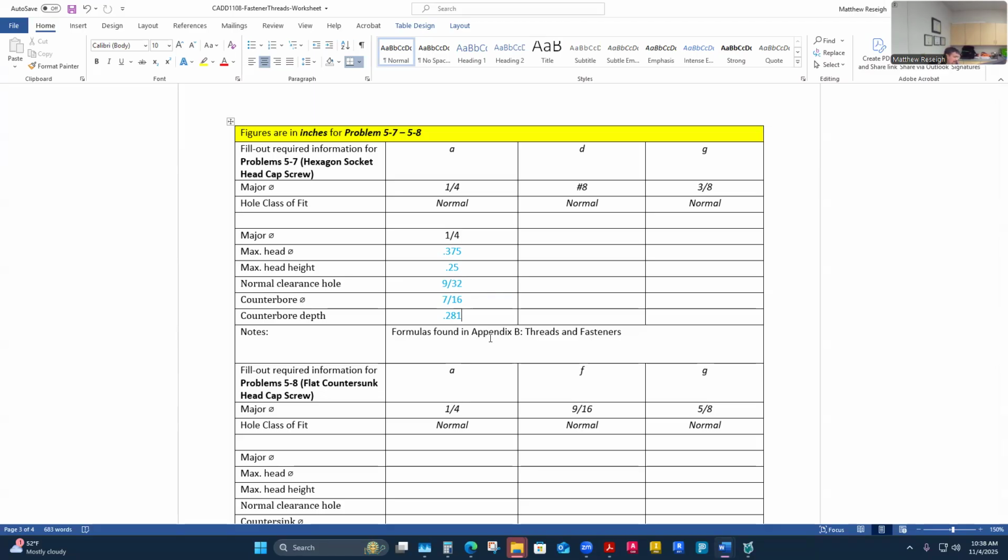Because you would never want your head to be just slightly above the surface. You'd rather it be slightly below the surface. Equal to or below it would be ideal, not above it. There's a reason why you're usually counterboring or countersinking something, and that is to get it at least to flush, if not a little below flush. So that's why this would make sense to me.